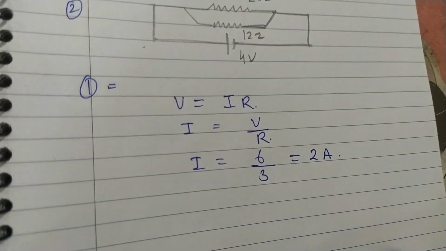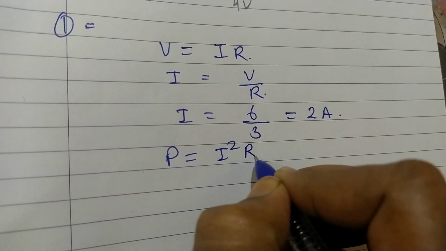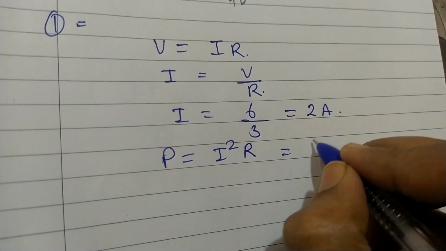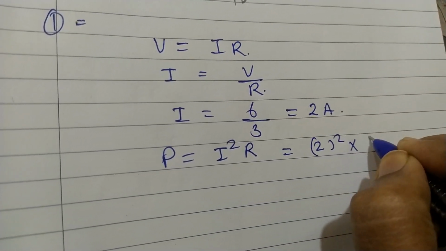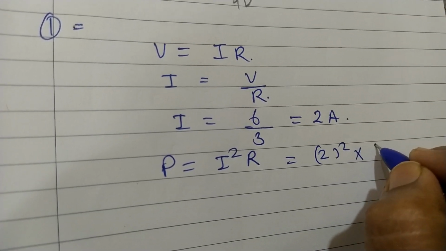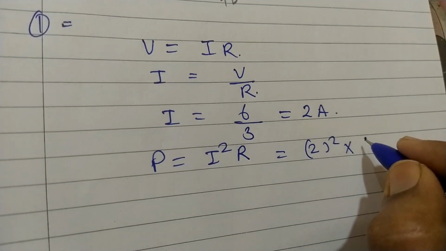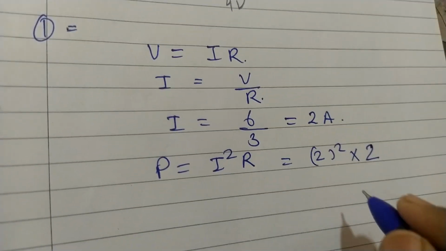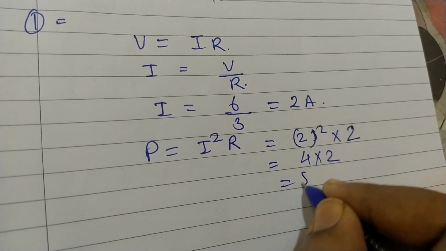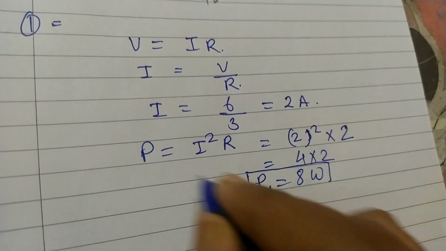So what is the value of current over here? 2 ampere. Now the formula for power is I square R. What is I square multiplied by R? Here we have to take 3? No, it is asked power through the 2 ohm resistor. See the question carefully. So take here R only 2. 4 multiplied by 2, which becomes 8 watt. This is power in the first case.